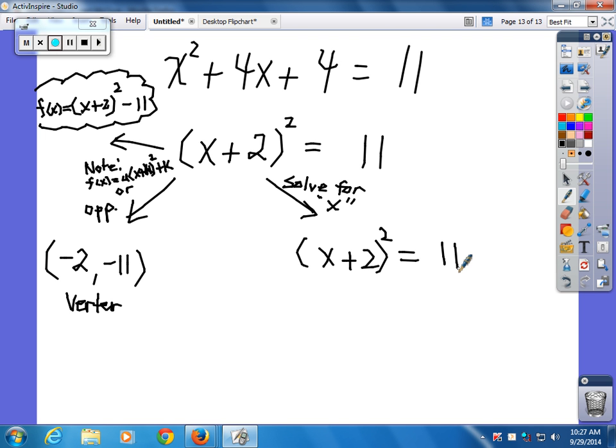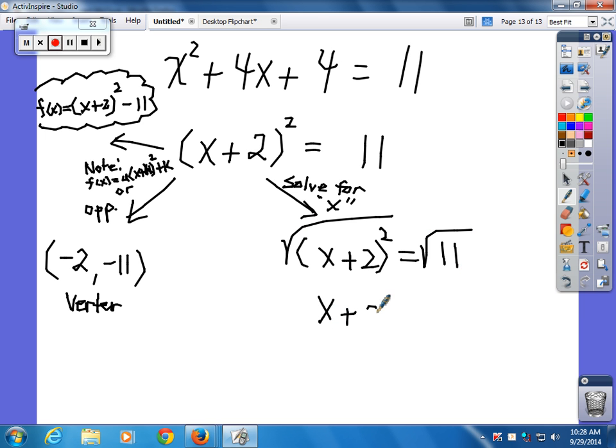But there are some questions on the homework and tests. They want you to put it in this form. They don't want this. They just want that. And you have to bring the 11 over, and it makes it negative. And they want it in this form. So what do we do? Take the square root of both sides.